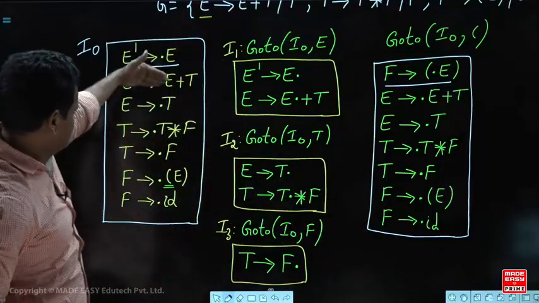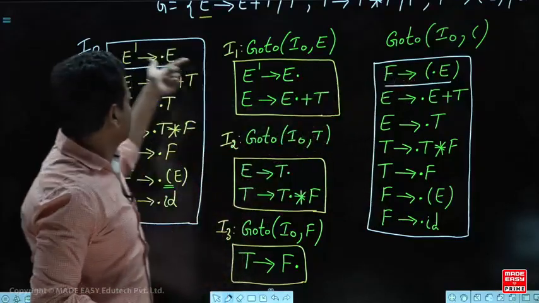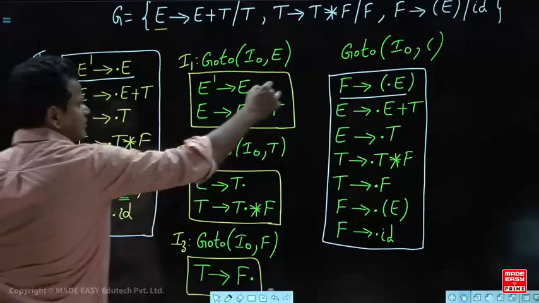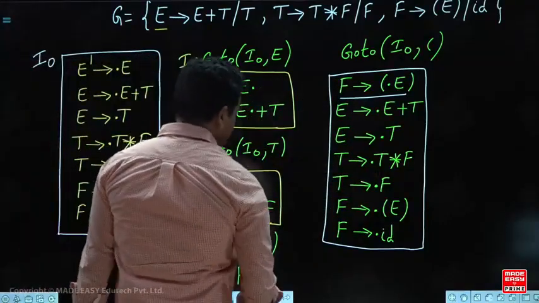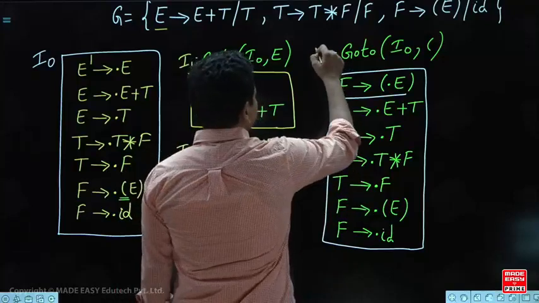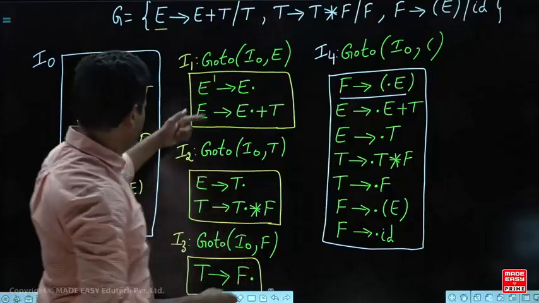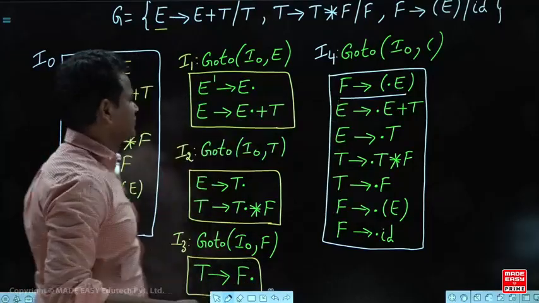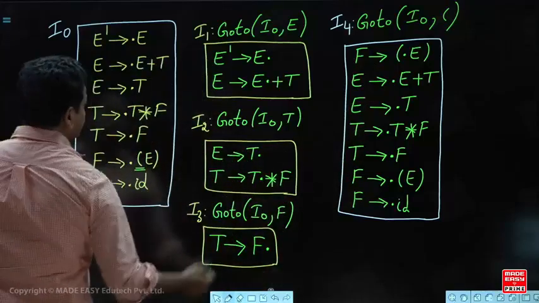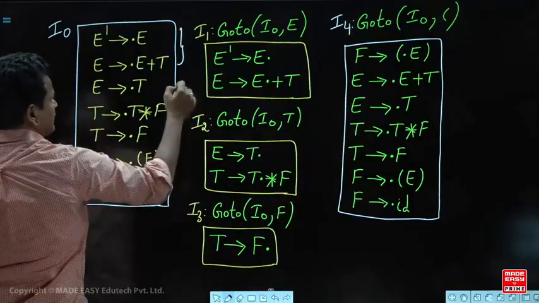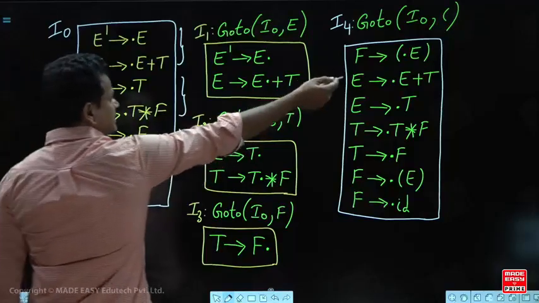Of course, these six productions are the same, but the first production here and the first production here are different. So I cannot use this as I0. Do you understand? So definitely you must give the new name. So let it be I4, because we have I1, I2, I3 and this is I4. Okay, now see: I0 comma E, this one, I0 comma T, this one, I0 comma F, this one, I0 comma open, that one.